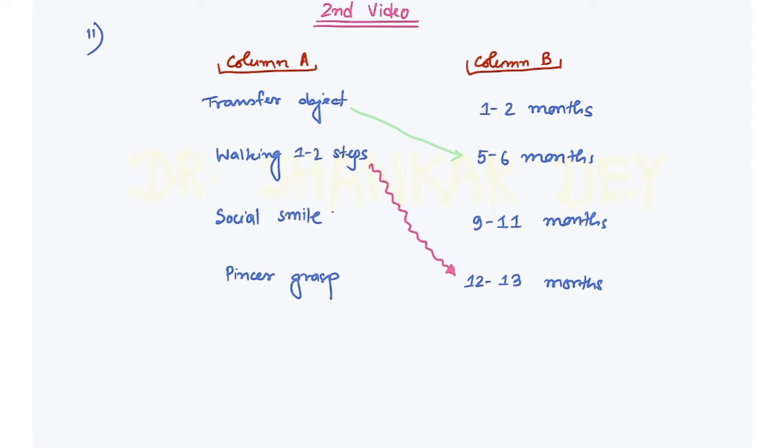Social smile is 2 months. So 1 to 2 months. Pincer grasp, it's 9 to 11 months. So this is actually immature pincer grasp at 9 months and mature at 12. So likely the answer for pincer grasp is 9 to 11 months. So this is the matching of developmental milestone column A with column B.